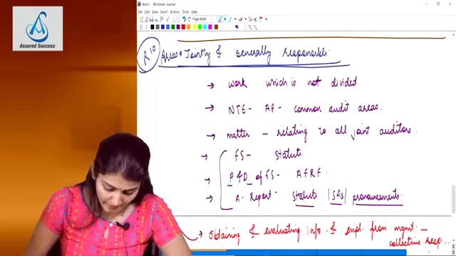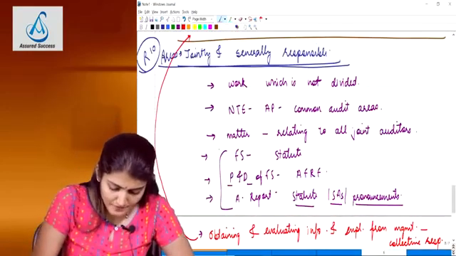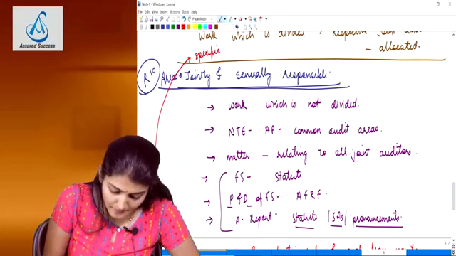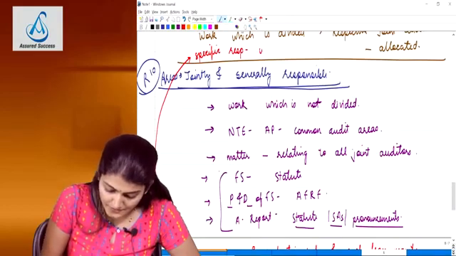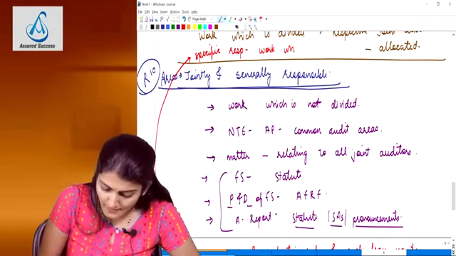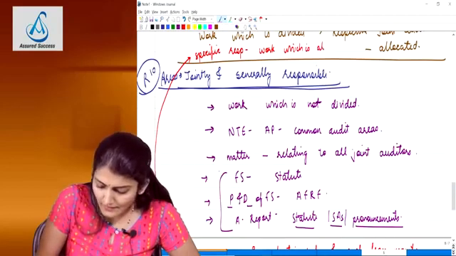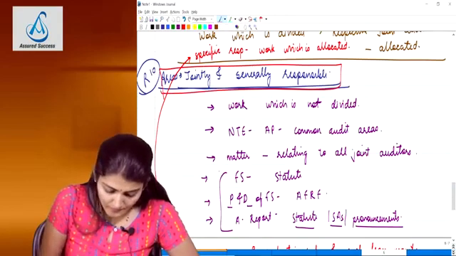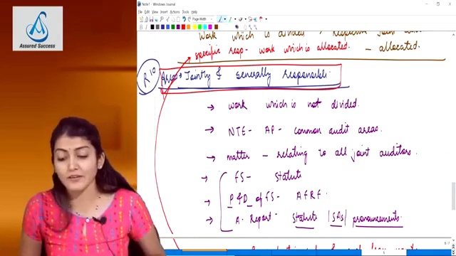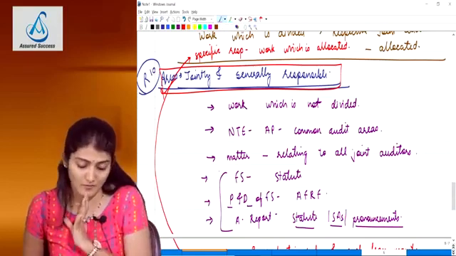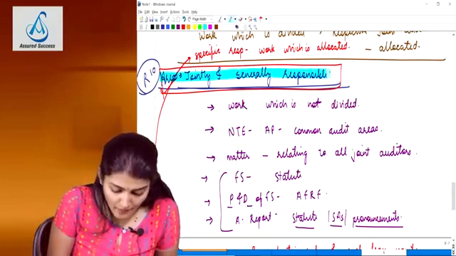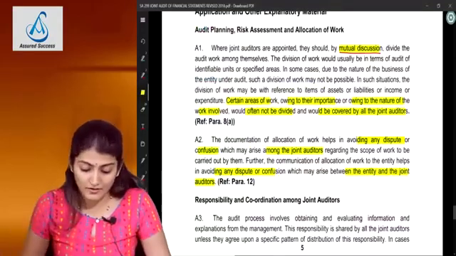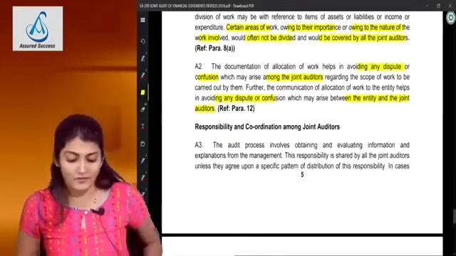So obtaining and evaluating information and explanations from the management comes under the specific responsibility for the work which is allocated, but it also comes under the collective responsibility, under areas where the joint auditors are jointly and severally responsible. Right? So this is again a very, very important question from this essay.